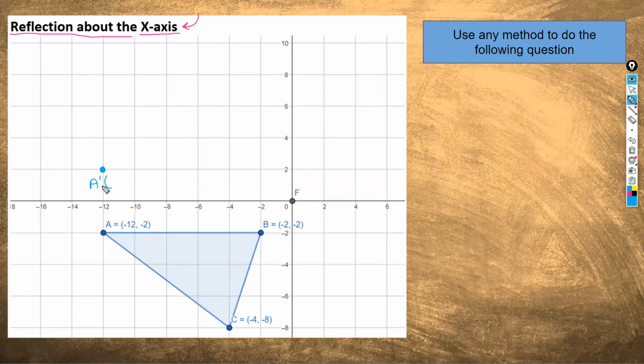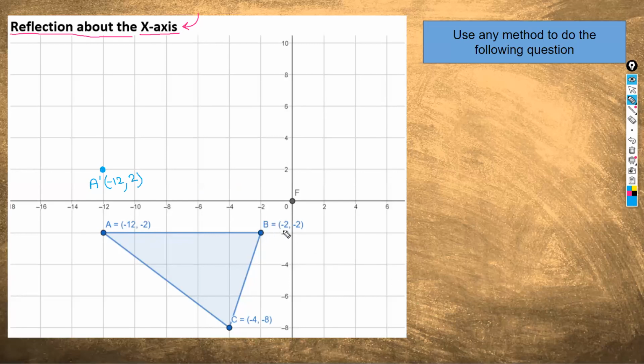Minus 12. Look at it. It's minus 12, and the y value is positive 2. Notice once again, the x coordinate remained the same. It remained as minus 12, but the y coordinate became the opposite. It went from minus 2 to positive 2. So we know we're on the right track.